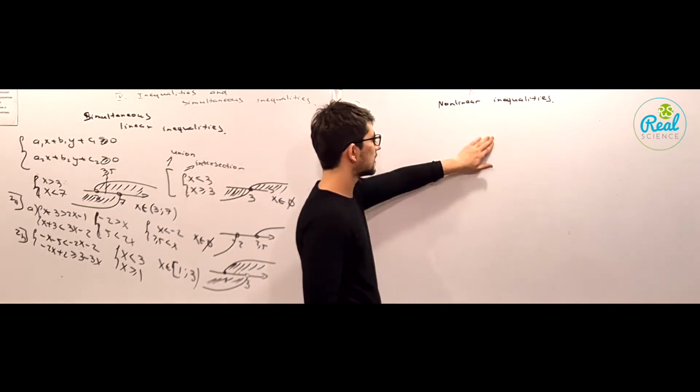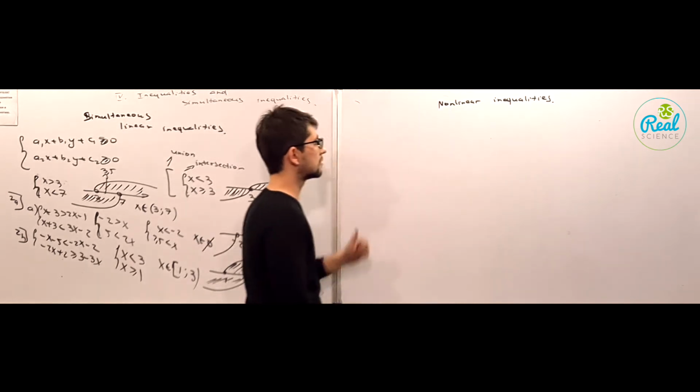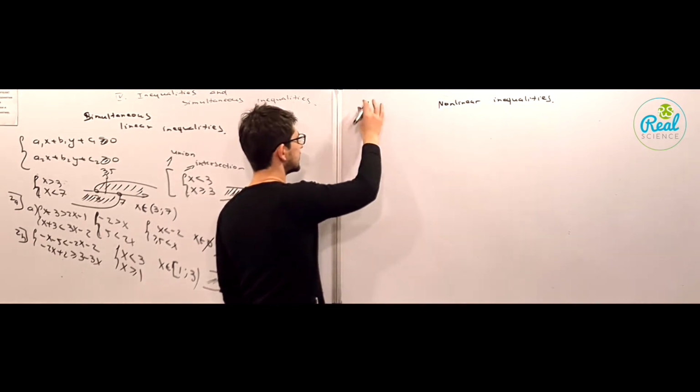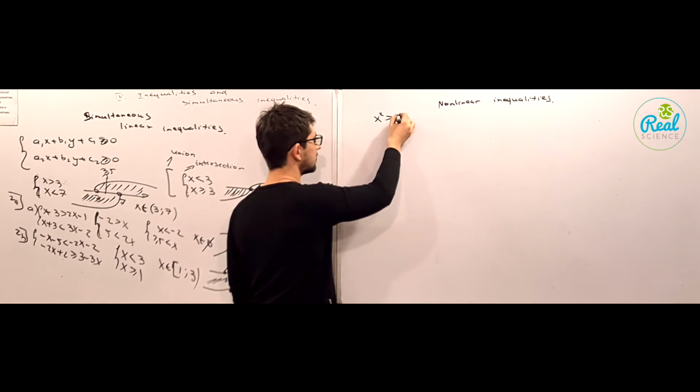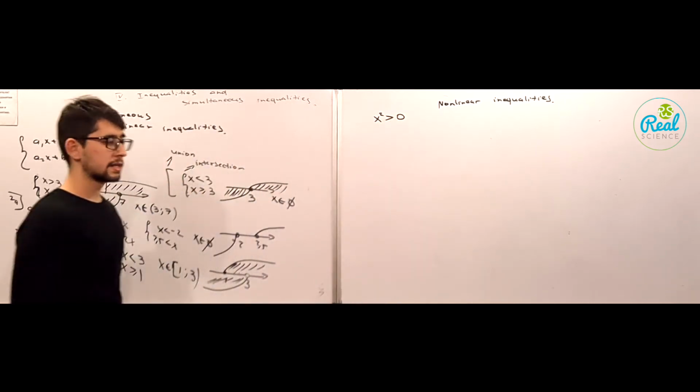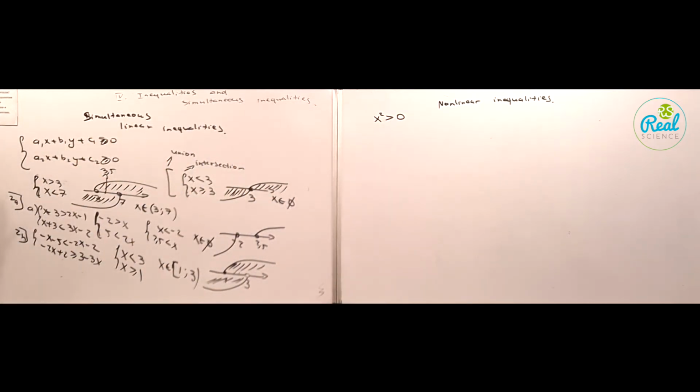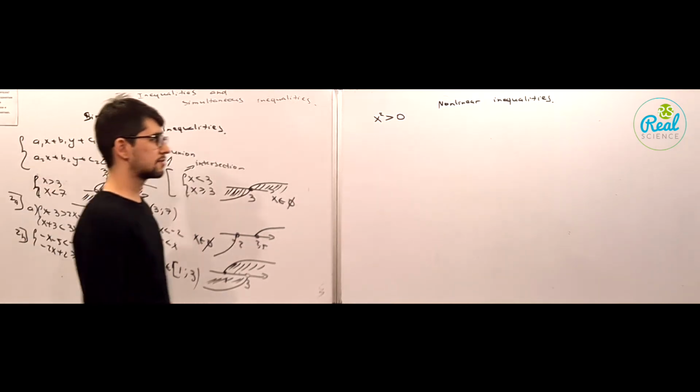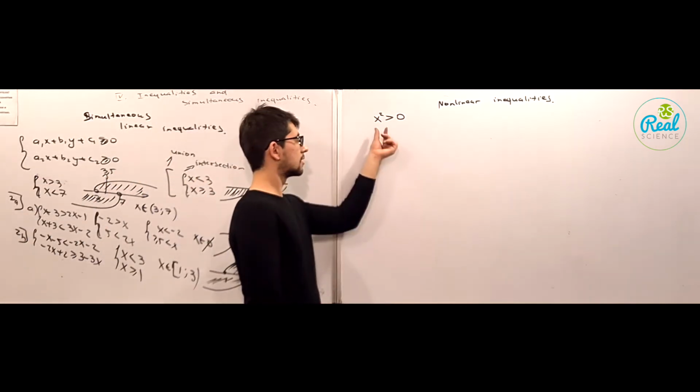So here you're going to face the method of intervals. But before that, let's look at some exercises. x squared is greater than 0. Can you provide some interval for it? You see it's non-linear, right? Yes, it's squared. It has lost its linearity.